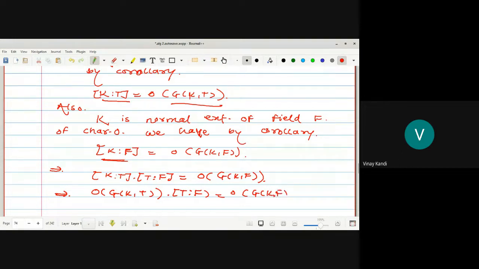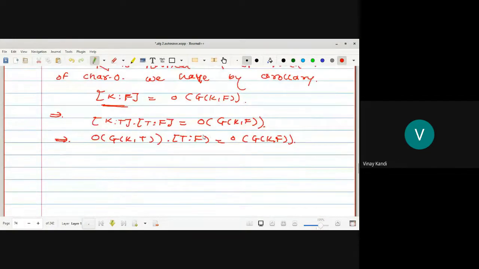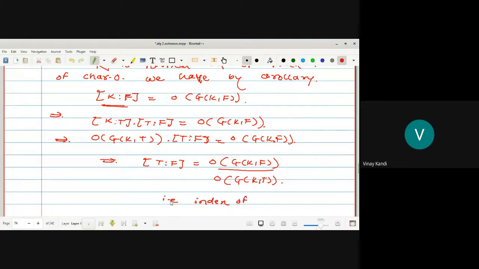Okay, that implies the degree of T over F is equal to the order of G(K,F) divided by the order of G(K,T), that is, the index of G(K,T) in G(K,F). Is it correct? Any doubt up to here?